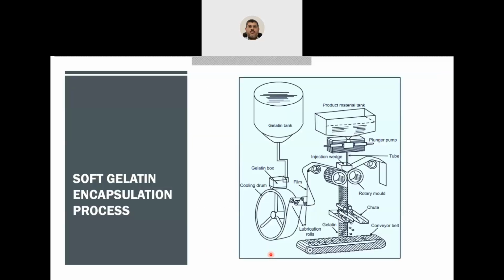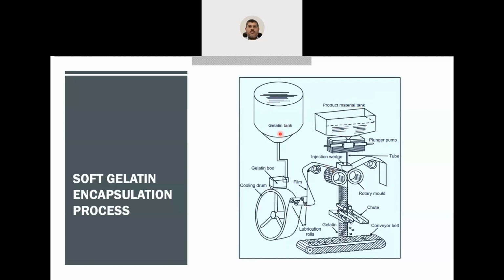So what is the composition? As I told you, you have a gelatin tank or powder. I saw a machine in the factory that produces it from gelatin powder. And then there is the product material tank. For example, you are making vitamin D soft gelatin capsules. So here you have vitamin D dissolved in oil or solvent, and it will be filled into the capsules. Here is the part that will make the soft gelatin capsules.